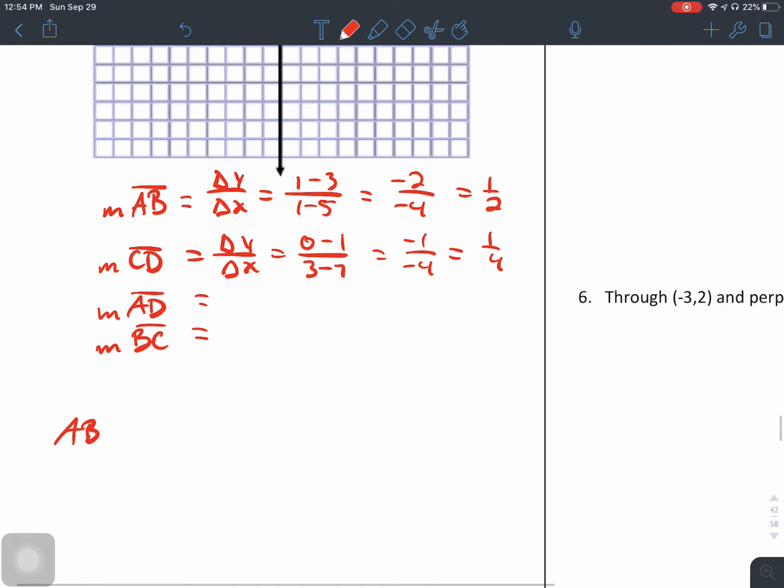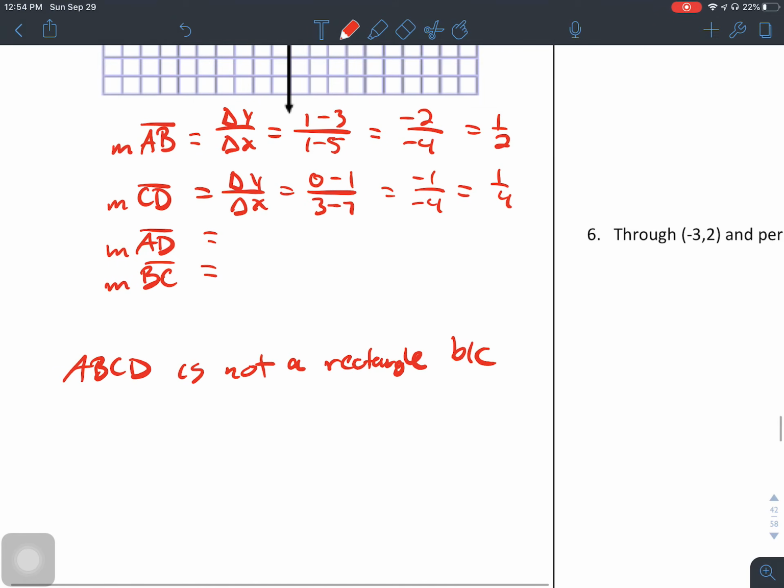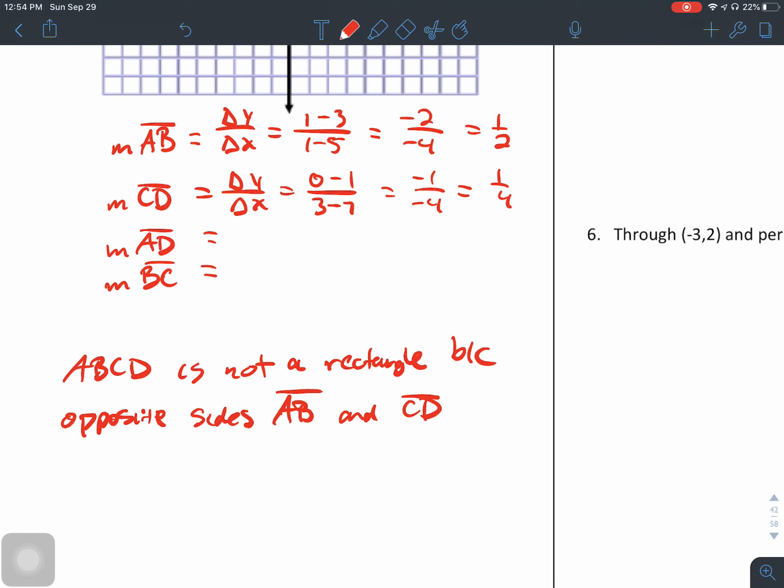So we need to say ABCD is not a rectangle. Then it says why or why not? Because opposite sides AB and CD, notice how specific I'm being, are not parallel. Are the other two sides parallel? They could be, but the fact that these ones aren't automatically negates this, and it could not be a rectangle.